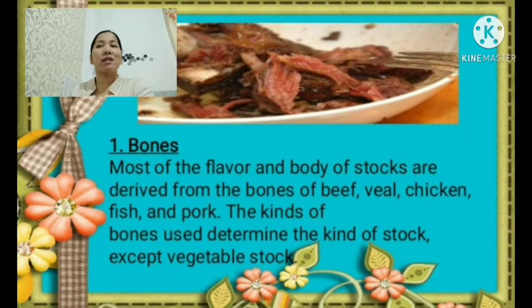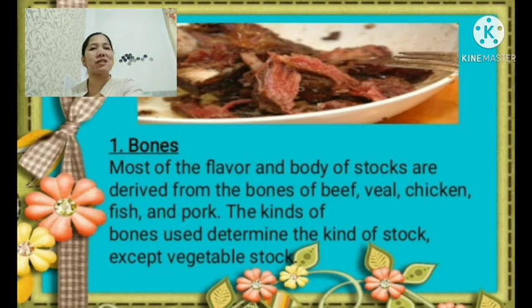Okay, so meron pala din na tayong tinatawag na vegetable stock. Pag sinabi nating vegetable stock, obviously, it is made of the different vegetables. So, iba't ibang uri ng gulay. Ginagawa rin siyang stock or sabaw. So, ano nga yung main ingredients of stock? Correct. The bones. And the kinds of bones determine the classification of stock.